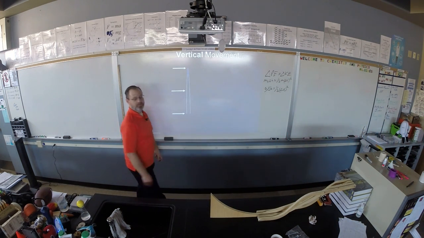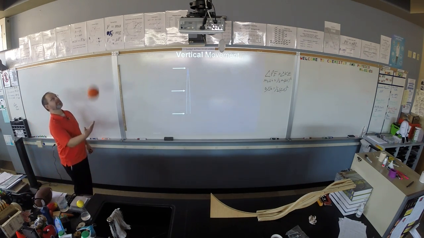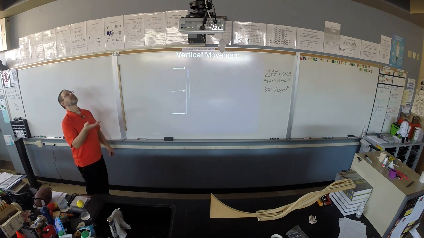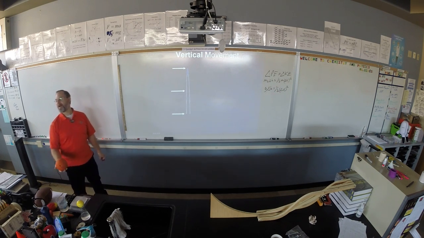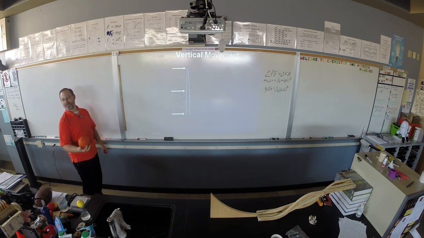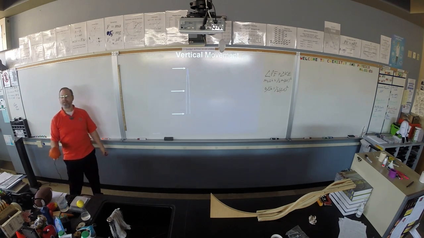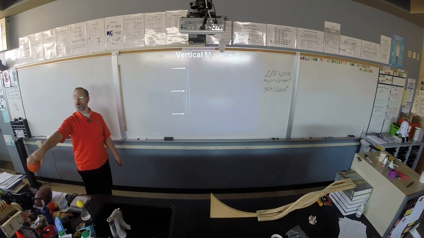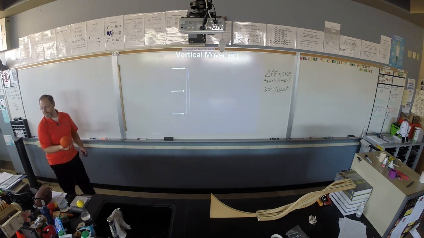Okay, so vertical movement. Quite simply, when you throw a ball into the air, you give it a whole bunch of energy, and it's going to have maximum potential when? At the very top. It's going to have maximum potential at the very top. When will it have maximum kinetic? At my hand, and also, ideally, when I catch it.